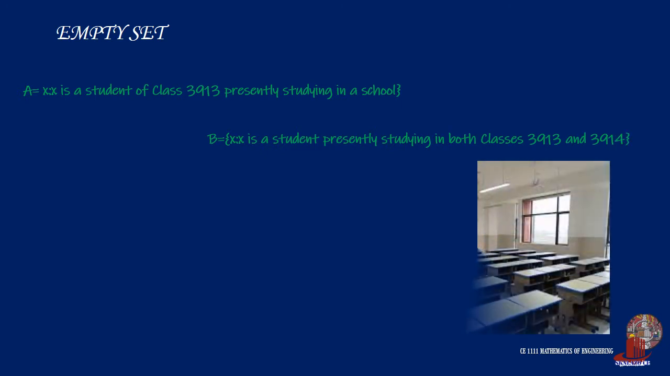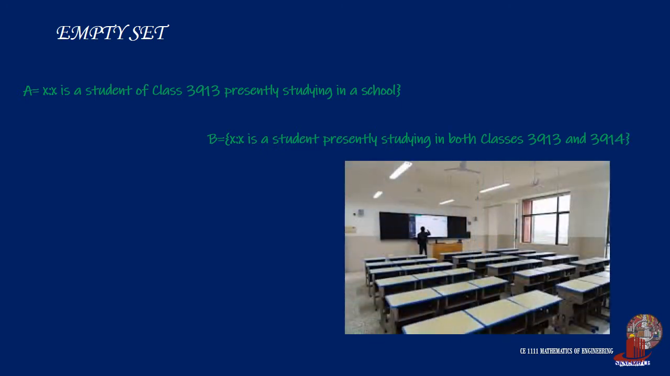Set B is the set which includes all the values of x, where x is a student presently studying in both classes 3913 and 3914. We observe that a student cannot study simultaneously in both classes. Thus, set B contains no element at all.